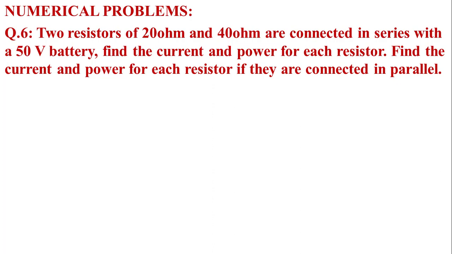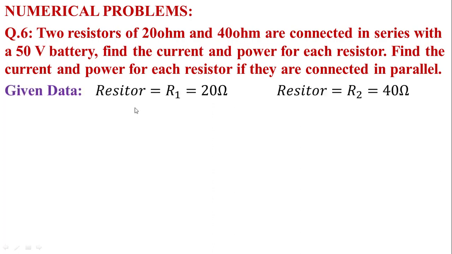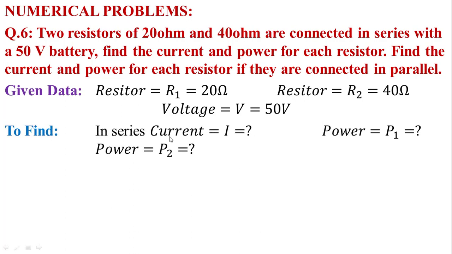According to the given statement, write the given data. Resistance R1 is equal to 20 ohm and R2 is equal to 40 ohm. The voltage of the battery V is equal to 50 volt. Now we need to find the current in series, I1, and the powers P1 and P2.